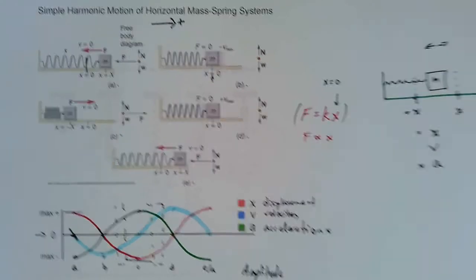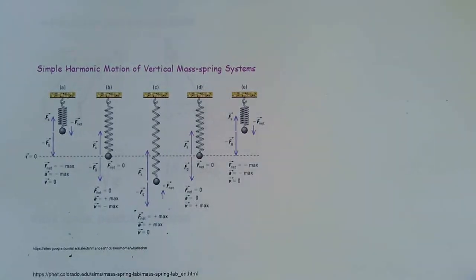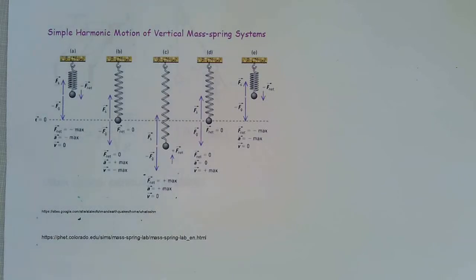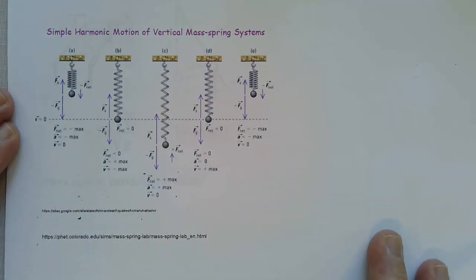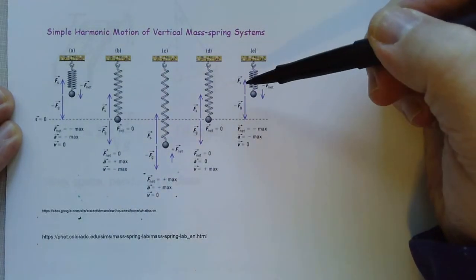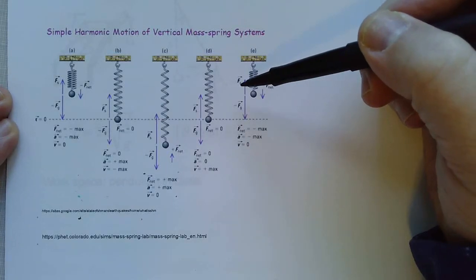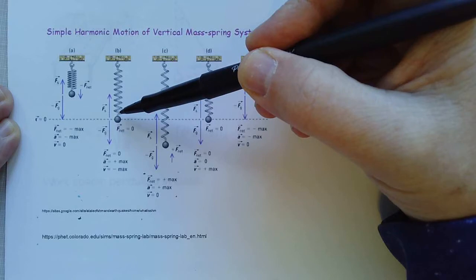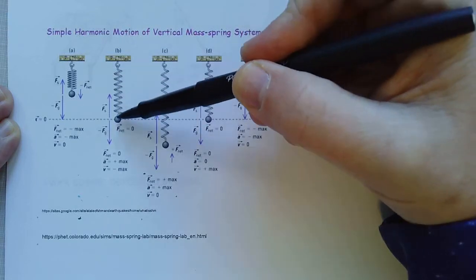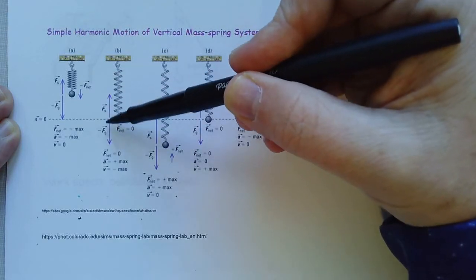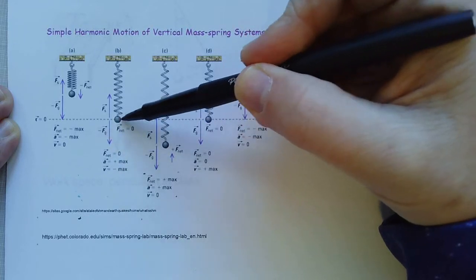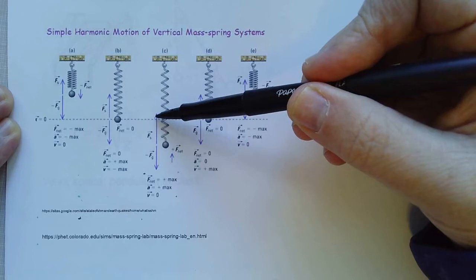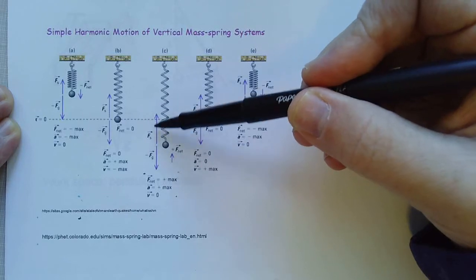Now let's take a look at a vertical one. A vertical one simply has the same sort of motion, but we have to be careful here. There's an additional force, gravity. So the equilibrium position is actually not where the spring isn't stretched at all. The equilibrium position is where the spring is stretched just enough so that the spring's force and the gravitational force cancel out.